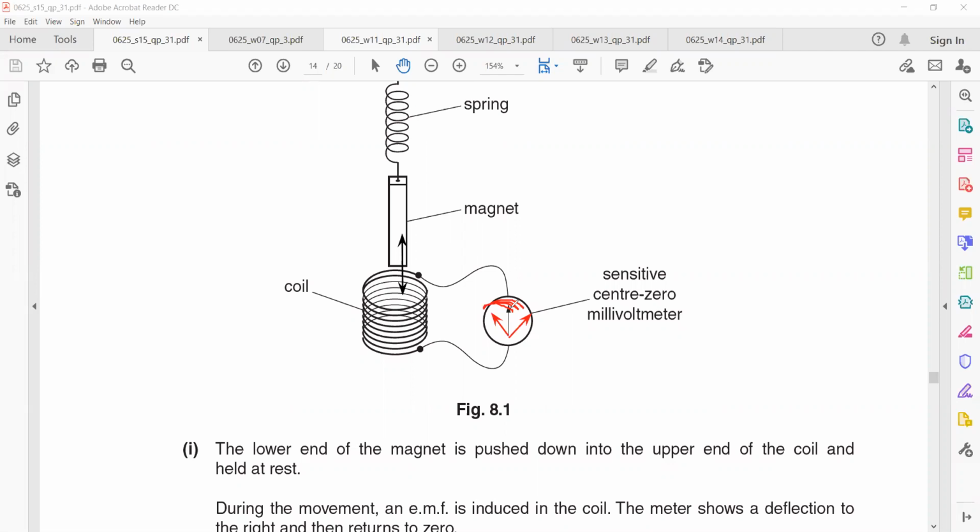It cannot produce a constant voltage. Why? Because to produce a constant voltage, there should be a constant change in the magnetic field, and in the same direction as well. In the same direction and constant change, that will be a constant voltage. But here the direction is changing, which produces a voltage in opposite directions.